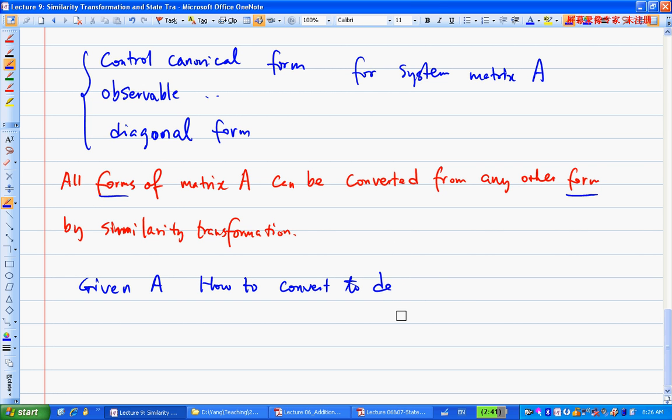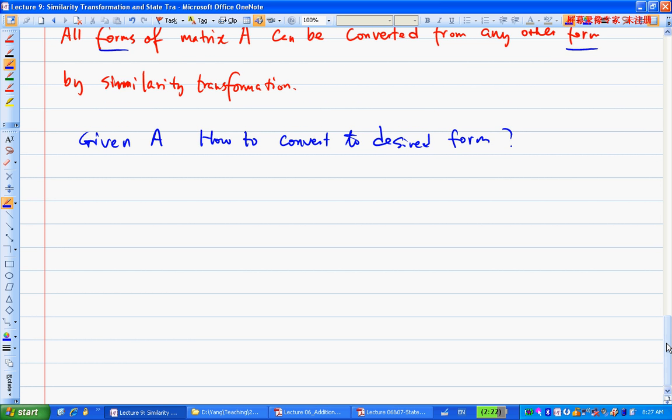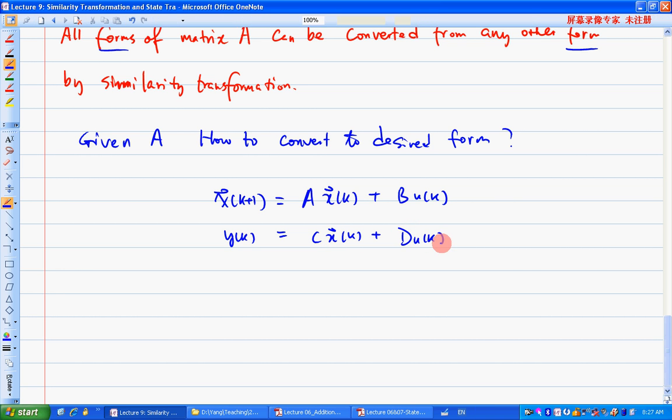So, how to convert to the desired format or form? Keep that as a question mark. Let's look at the general idea here. Let me rewrite this discrete state space model right here. It's a bit far on the top there. So here's this discrete state space model.